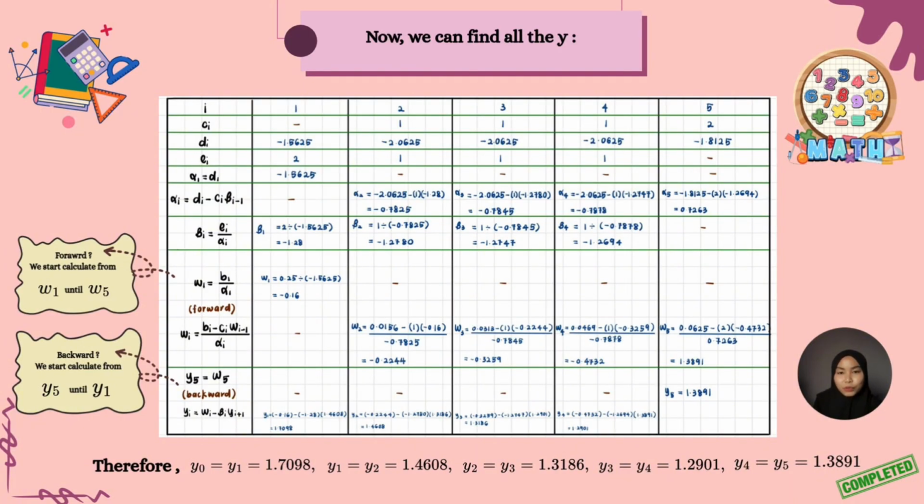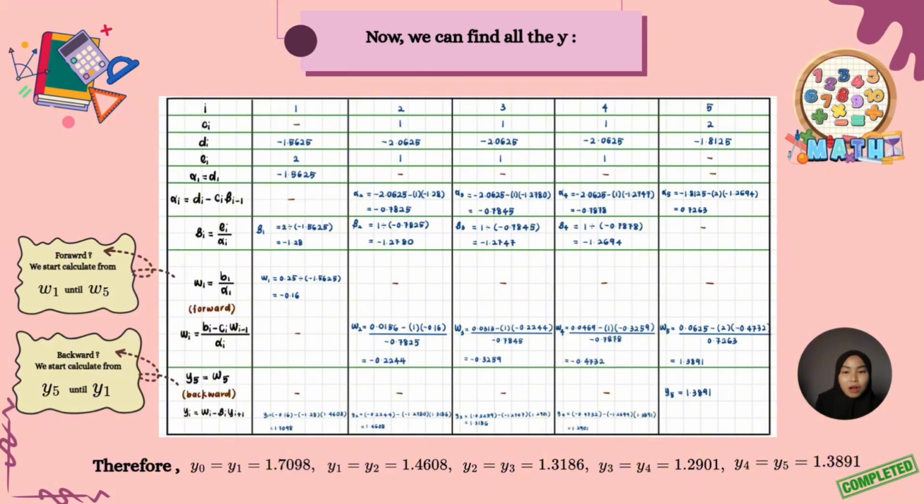We take w4, which is negative 0.4732, and subtract the product of beta 4 and y5. This gives us 1.2901. So to find y3, we use w3, beta 3, and our newly found y4. So the calculation giving us 1.3186. For y equal to 2, we substitute backward again using y3, and we get 1.4608. Finally, for y1, we use w1, beta 1, and y2, giving us 1.7098.